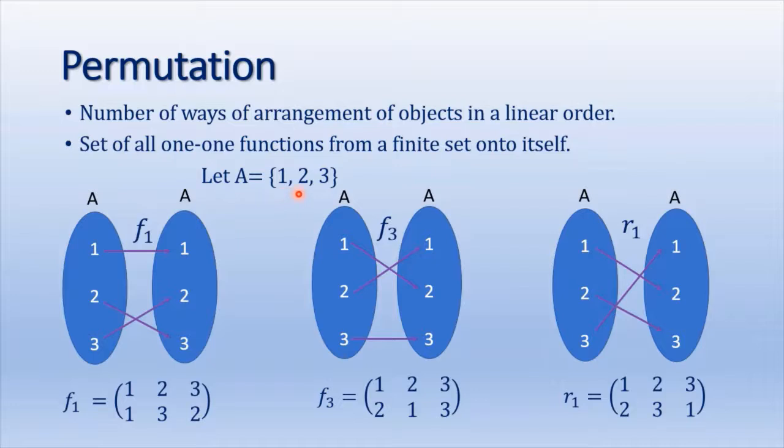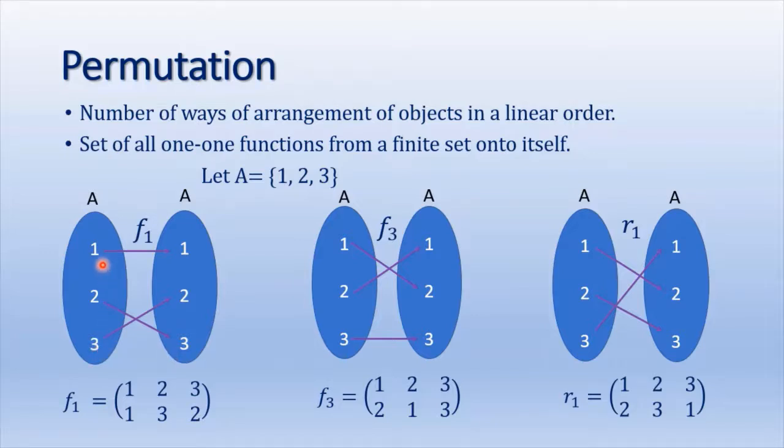How does it happen? We are having 3 elements in the domain. The first element can be mapped to any of these 3 elements in the codomain. So the first element has 3 options. Once it is mapped, that same element cannot be mapped to the second element. So leaving the mapped element, you are having 2 other options for the second element. After the second element has been mapped, you will have only 1 element left for the third element.